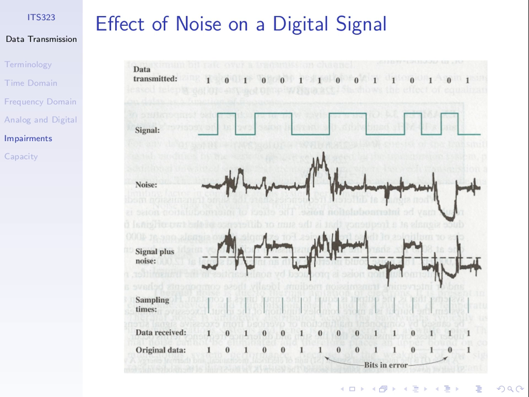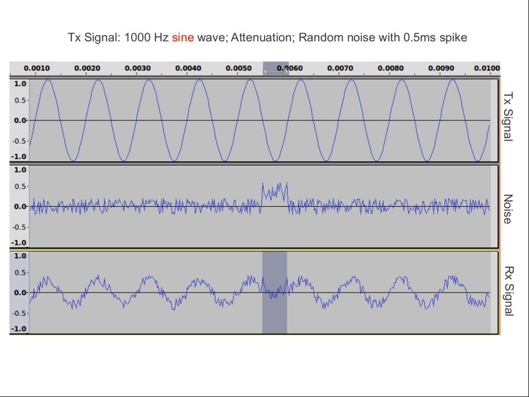Last 10 minutes, let's give another example. You don't have this one, just follow along. I've generated a signal. In this case, the transmitted signal is a simple sine wave, the simplest signal we can have, 1000 hertz. This is the transmitted signal.